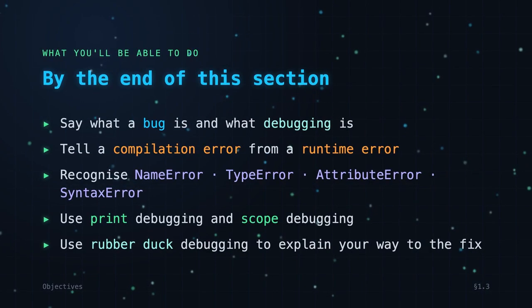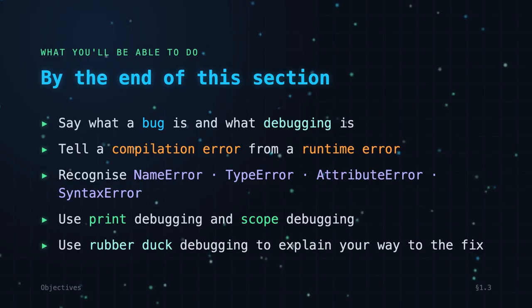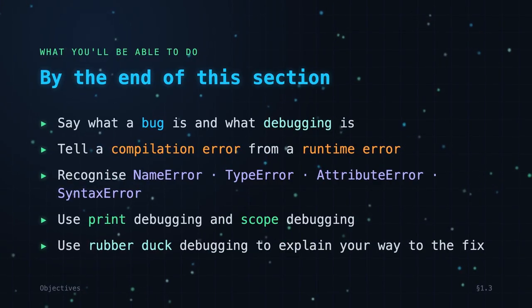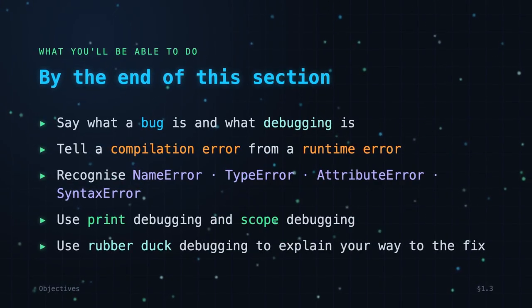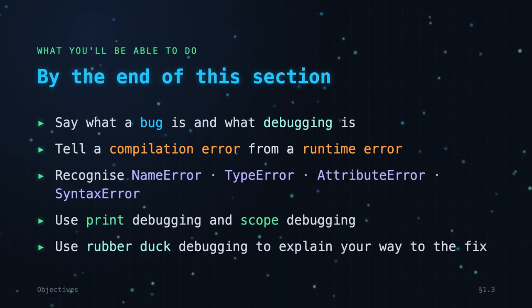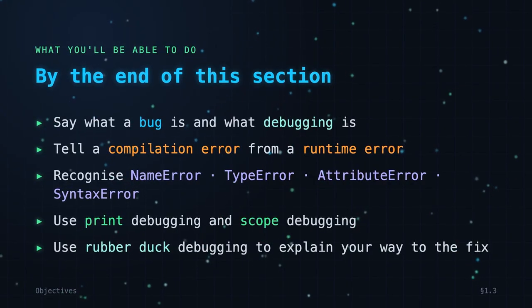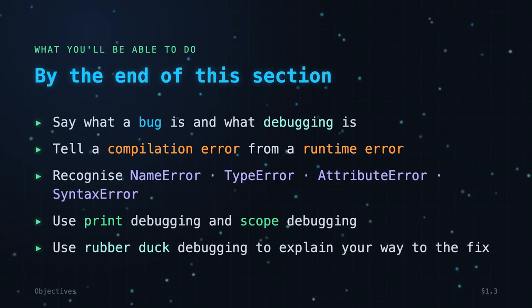Here's what you'll be able to do by the end. Say what a bug is and what debugging is. Tell a compilation error apart from a runtime error, and recognize the common Python errors: name error, type error, attribute error, and syntax error. And use 3 friendly techniques: print debugging, scope debugging, and rubber duck debugging.